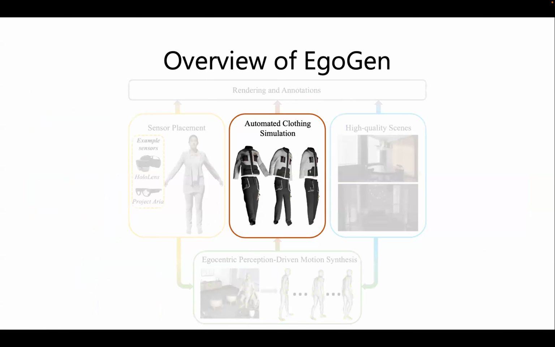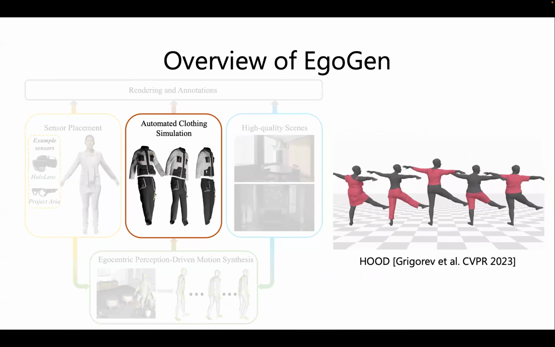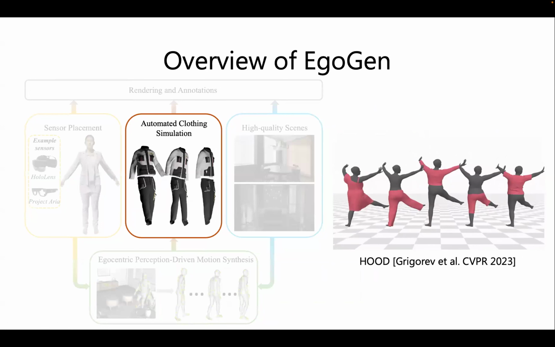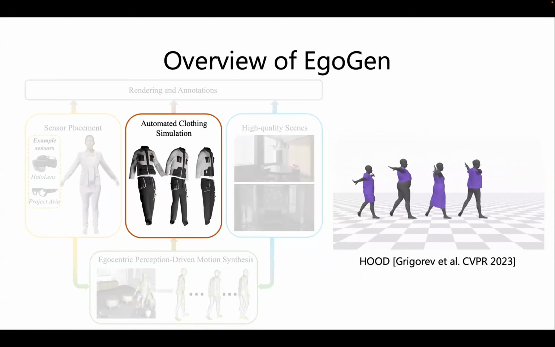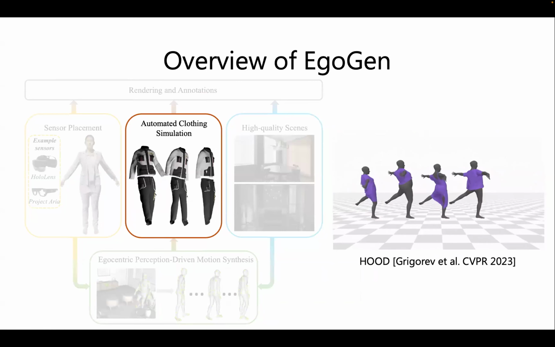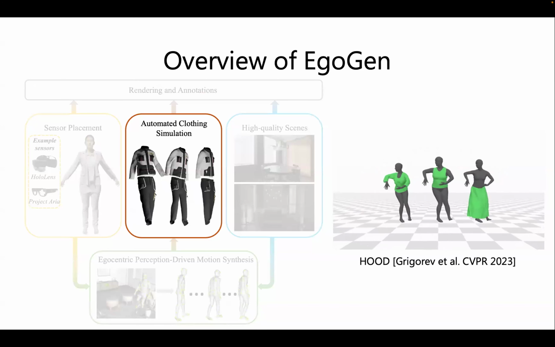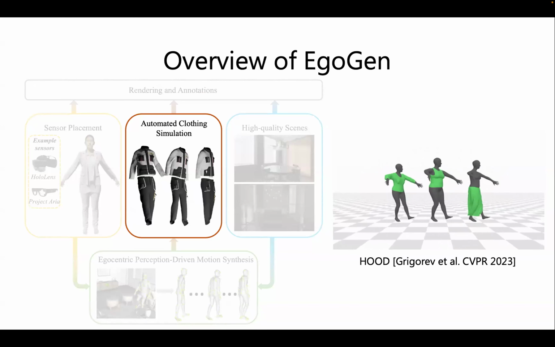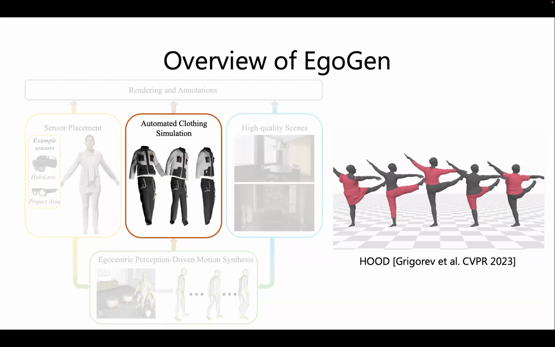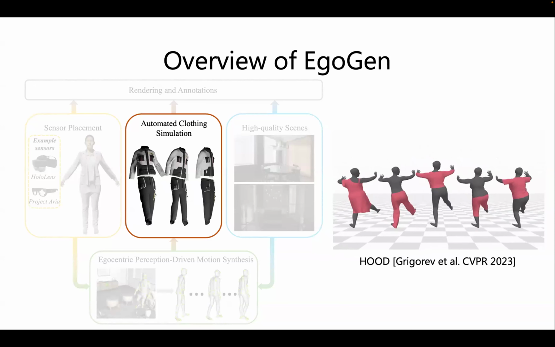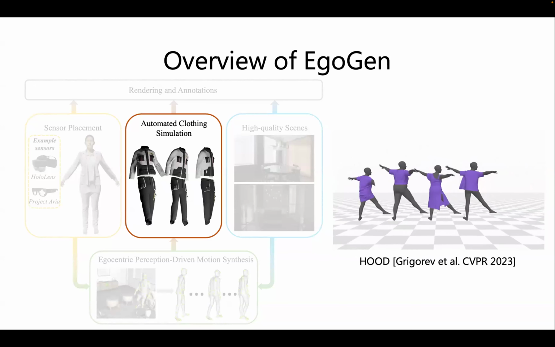Another component is automatic clothing simulation. Because we want to generate synthetic data where not just one person wears glasses, but there are also other people in the environment. For that, we need realistic clothes and clothing simulation because other people also move. Basically, we use a state-of-the-art algorithm, a graph neural network, to automatically simulate the cloth movement for other people in the egocentric view.